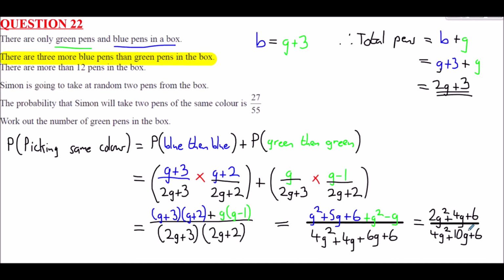And what we're told is that all of this is equal to 27 over 55. So we can set this equal to 27 over 55.